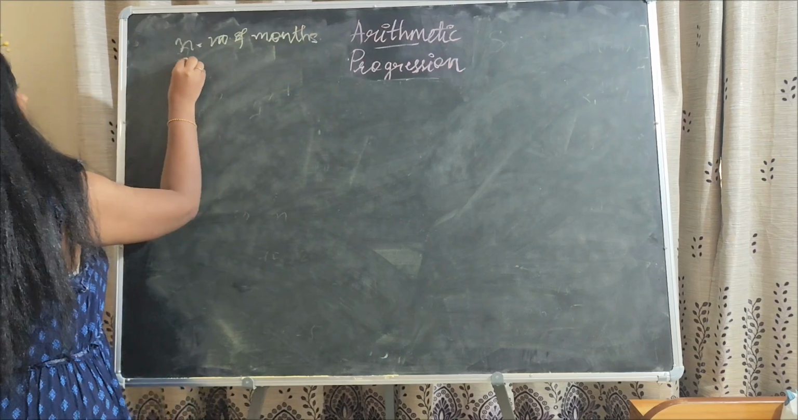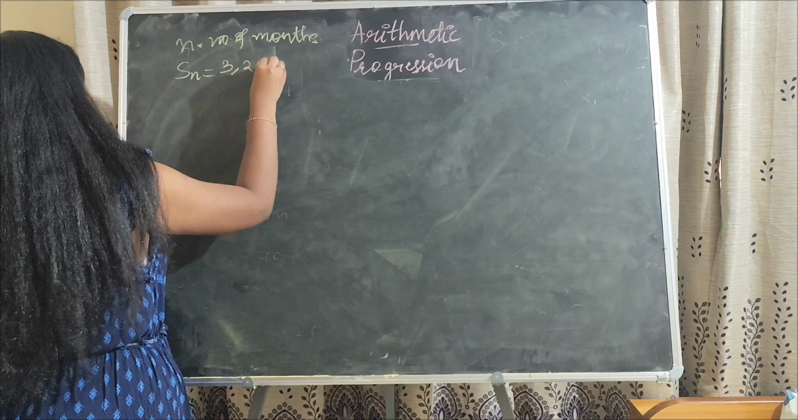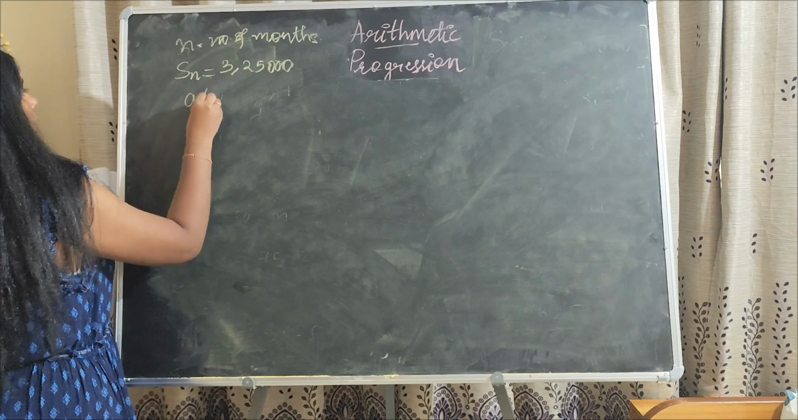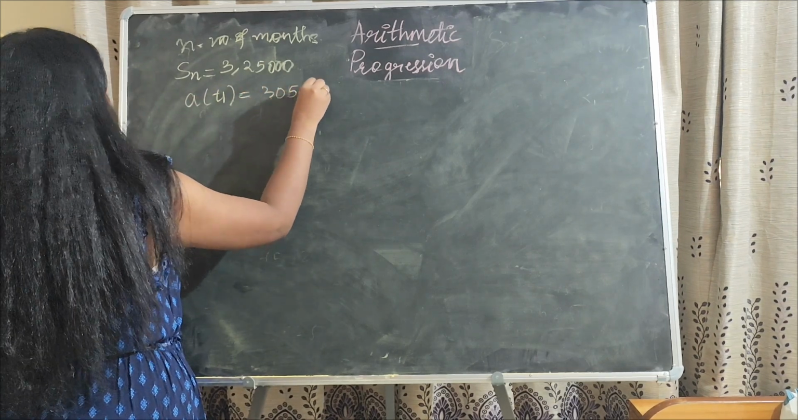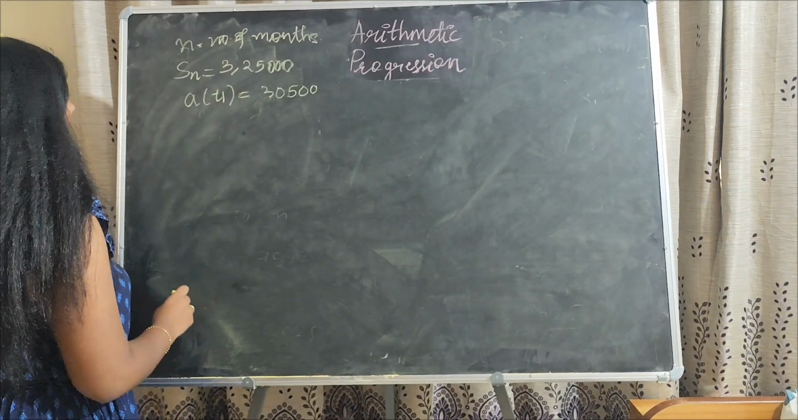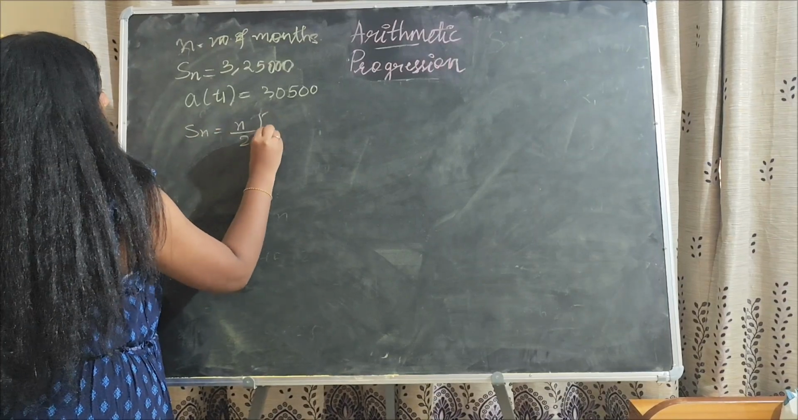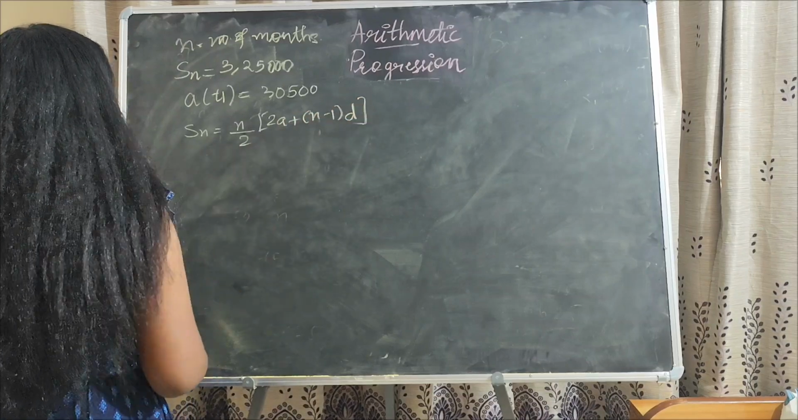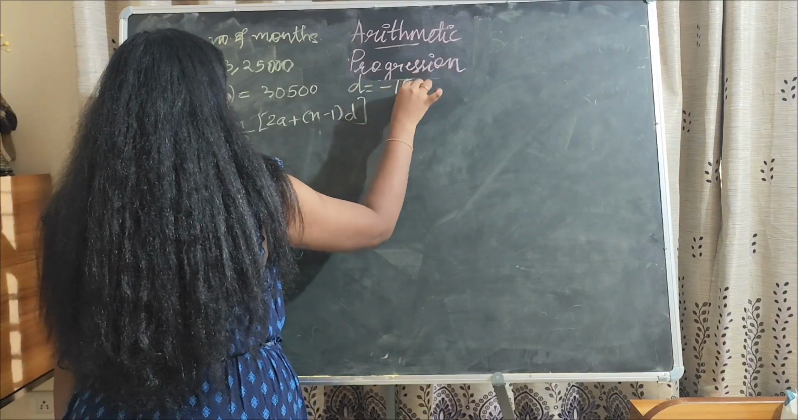The total amount is given as Sn, which is 3,25,000, and a or T1 is given as 30500. So we got these from the question. Now Sn is given by n by 2 into 2a plus n minus 1 d. The difference is also given. The difference is minus 1,500.